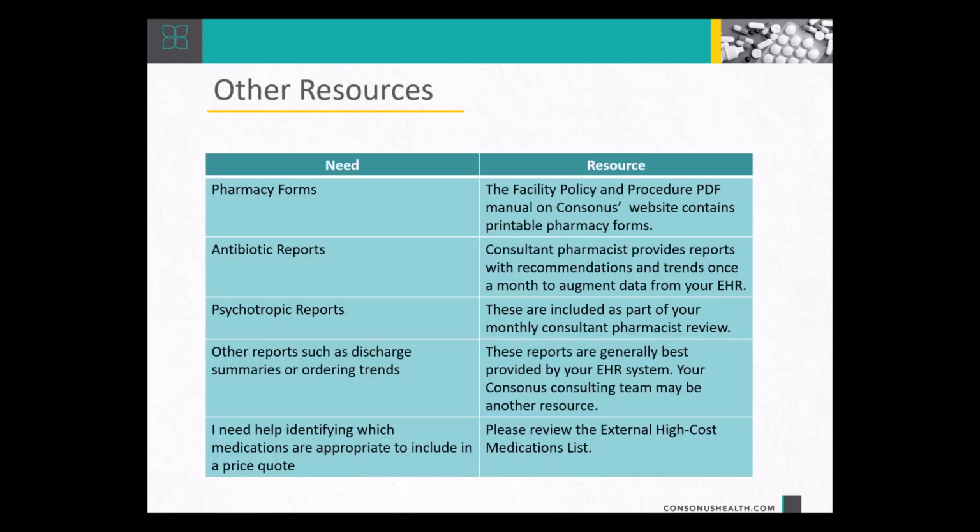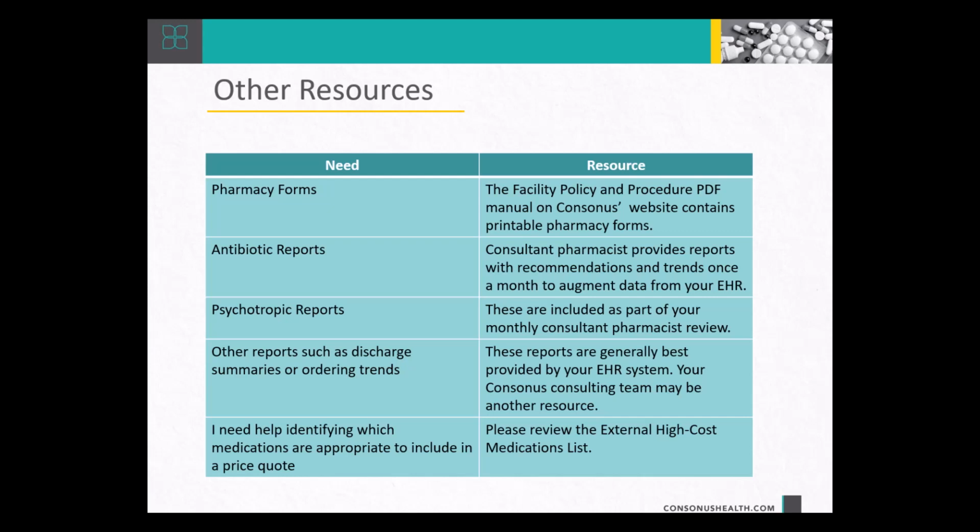All right, so previously we discussed some of the needs that are not obtainable through FrameworkLink. So now I'd like to provide you with some guidance on resources for those needs. So if you're needing pharmacy forms, those are available on our website. There are printable forms that are available directly on our website through the facility policy and procedure document.